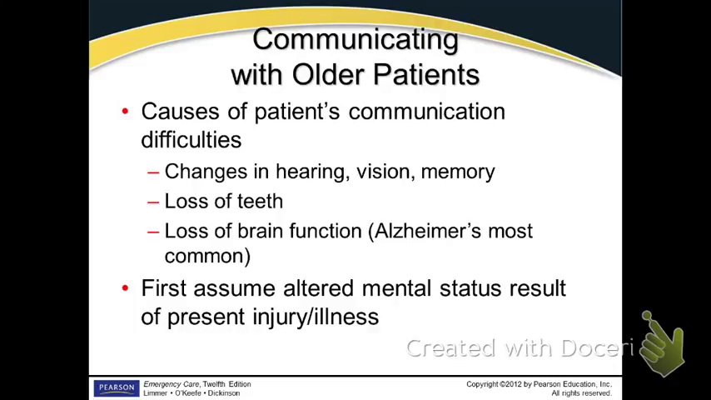Any patient who is elderly, quote unquote, and shows altered mental status, start off first with the idea that their altered mental status is caused by whatever is currently causing them a problem, their current illness or injury. It may turn out that it's not. It may turn out that they have Alzheimer's and they're always a little bit off in terms of what we might expect, but you don't want to assume that from the get-go because you might miss something important.